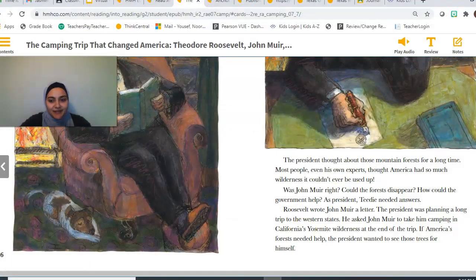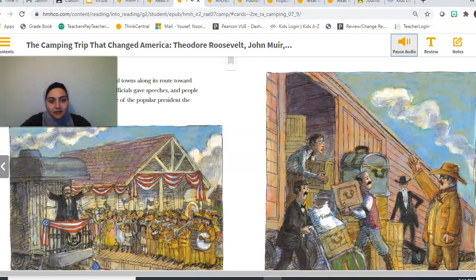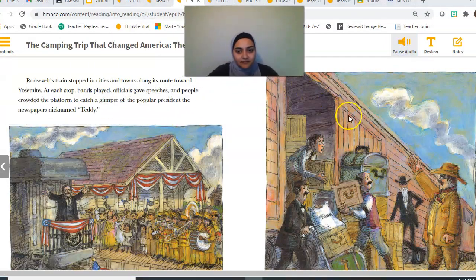Okay, now that you wrote that down, let's move on and keep reading. Let's see what he learns in the wilderness. Roosevelt's train stopped in cities and towns along its route toward Yosemite. At each stop, bands played, officials gave speeches, and people crowded the platform to catch a glimpse of the popular president the newspapers nicknamed Teddy.